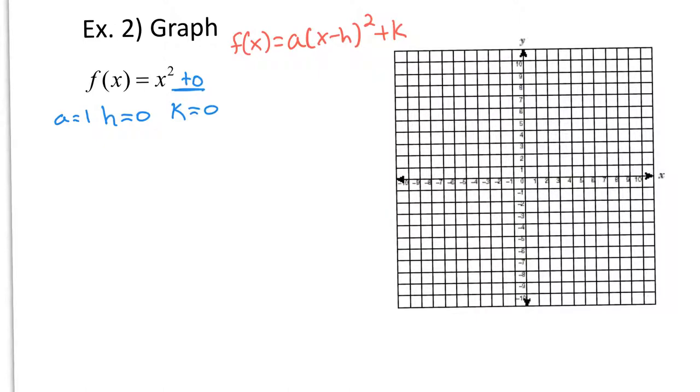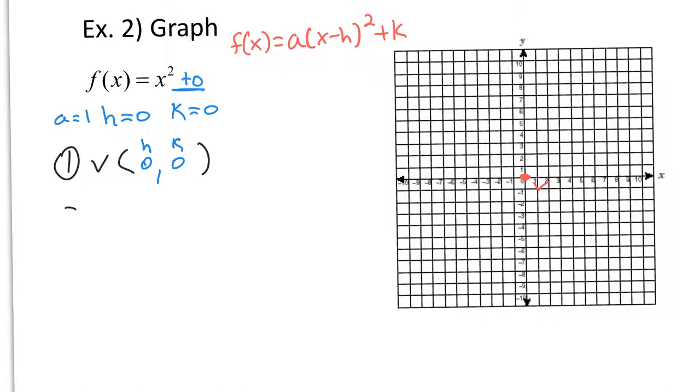So step number 1, I want to know what my vertex is. My vertex will be at h and k. So h is 0 and your k value is 0. So my vertex is at the origin. I'm going to put the origin right there. That is my vertex right here. I know the parabola is going to go up because the a value is 1.